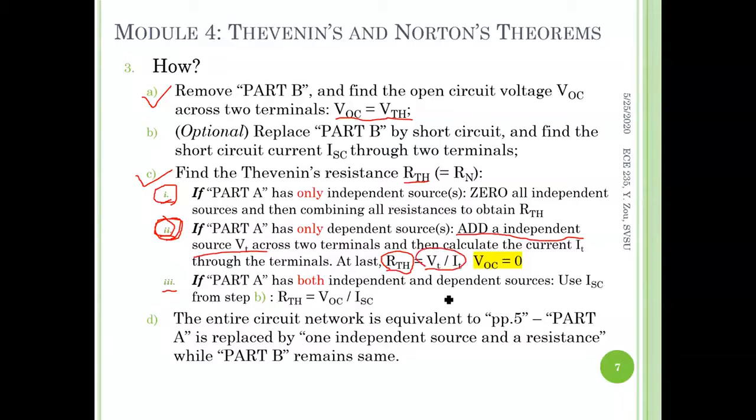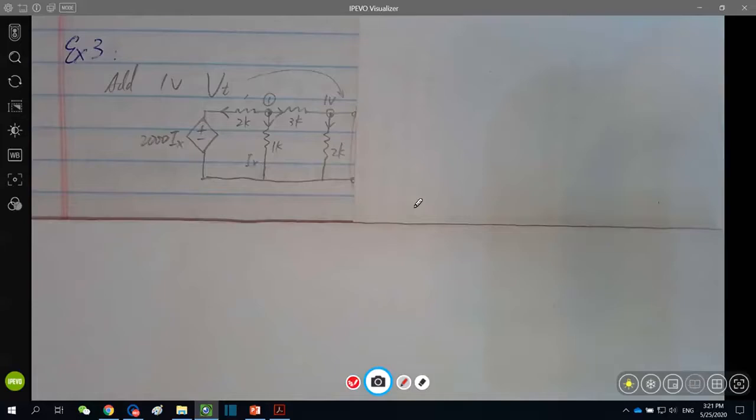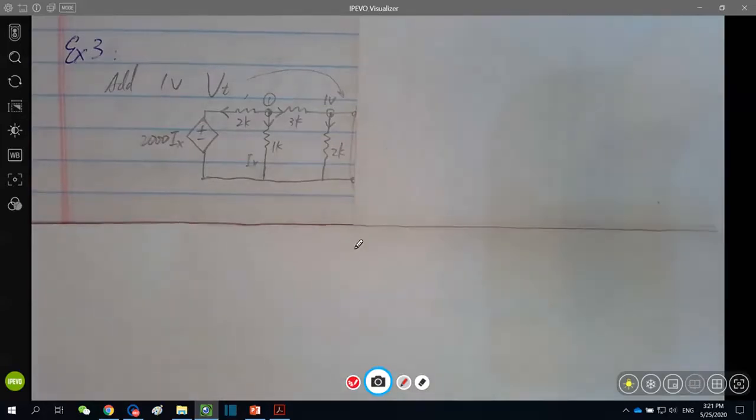With all of these being said, here is the original circuit, and as we said, we need to add a V-test. Feel free to add a V-test with a particular voltage value, 1 volt, or any volts value, it doesn't matter. So this is the circuit we are going to work on, and then find the IT so that we can find RTH. IT is the introduced current due to this added 1 volt test voltage source. Be careful with the current direction. It is leaving the positive terminal of VT.